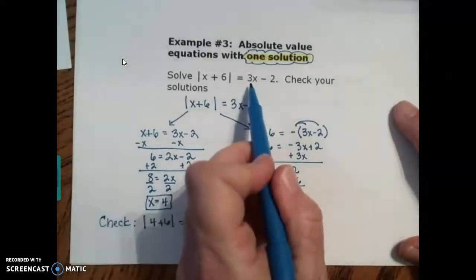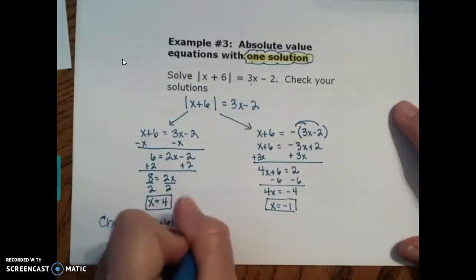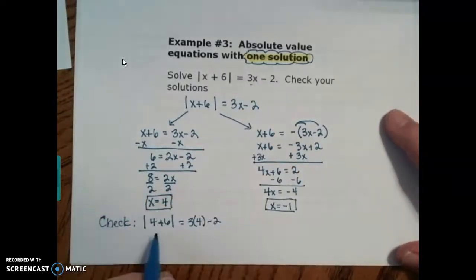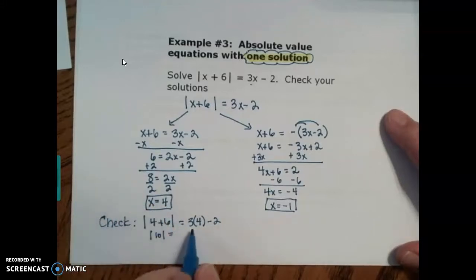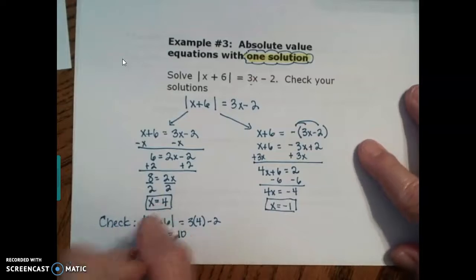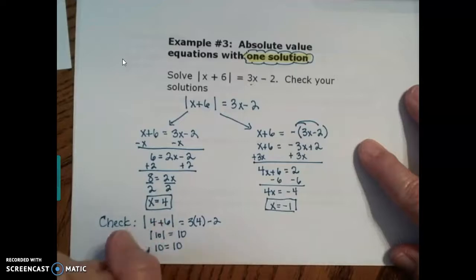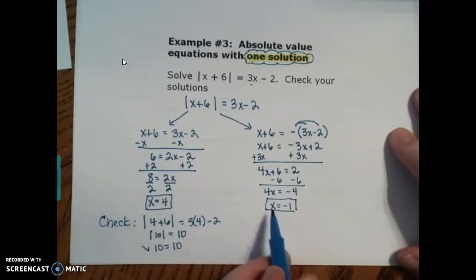And then on the right hand side, we're going to substitute 4 here. So we'd have 3 times 4 minus 2. So this would give me the absolute value of 10 is equal to 12 minus 2 would be 10. And that's a true statement because the absolute value of 10 is 10. That works. Okay? Now let's check negative 1.